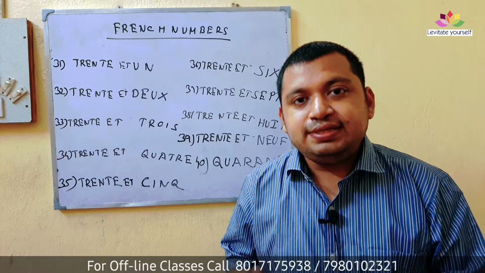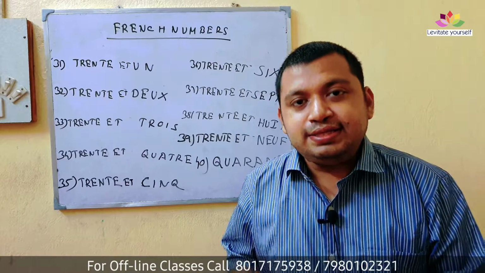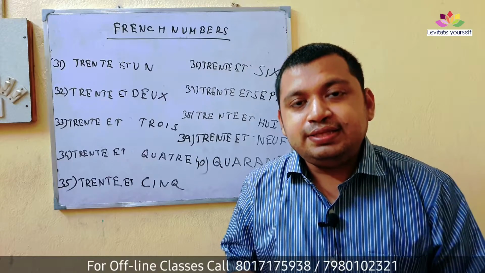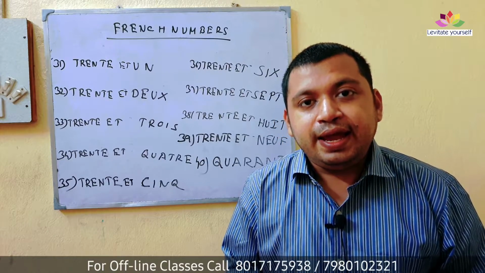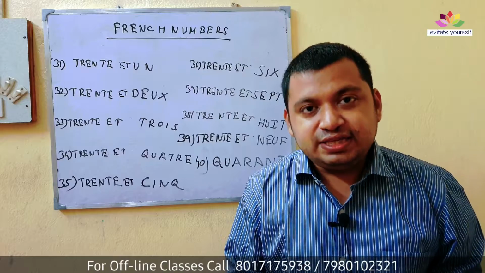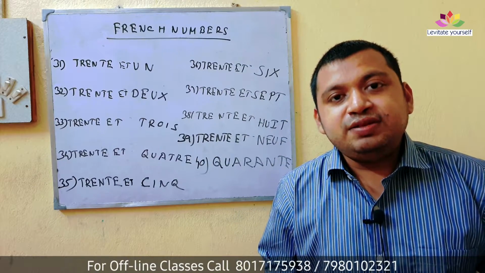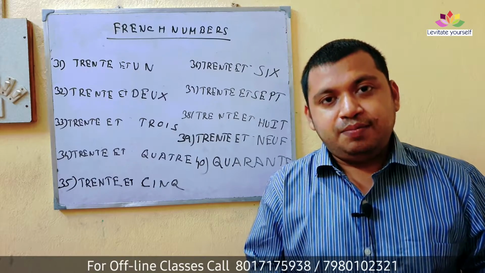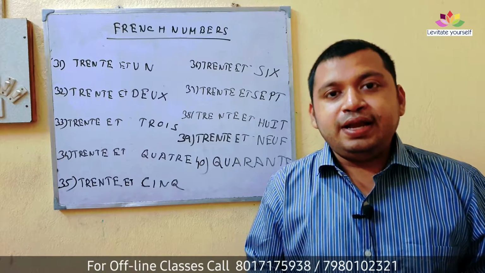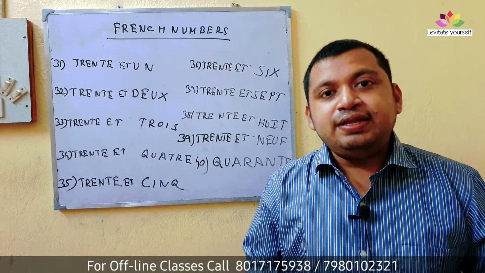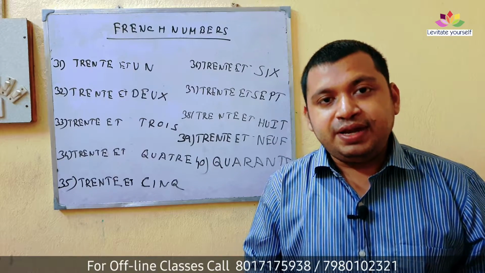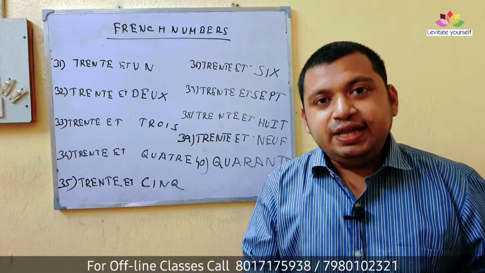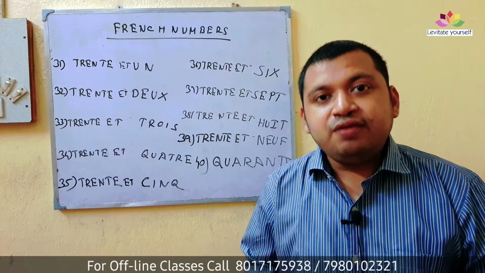Number 36 is trente-six. Number 37 is trente-sept. Number 38 is trente-huit. Number 39 is trente-neuf. 40 is quarante.